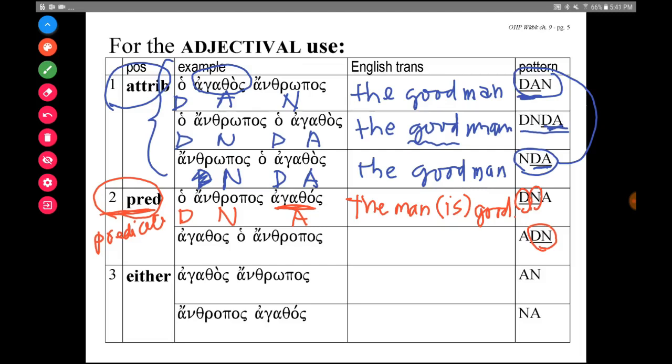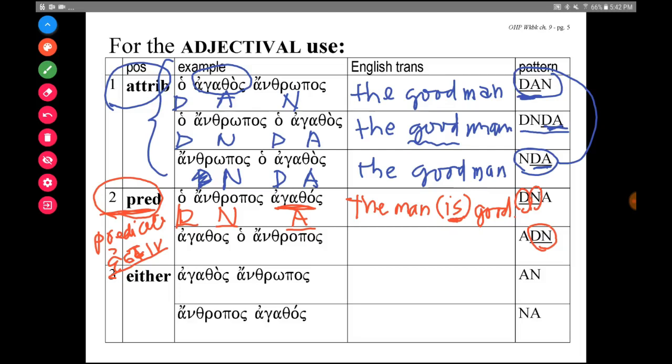Now, the word estin, I'm going to write it here, is understood. So this is the form of eimi, he, she, it is. I wrote is here in parentheses because it's inferred. It's understood to be used even though it's not written out. And so if you see a definite article, a noun, and an adjective sequenced, then you'll know that it's a predicate use of the adjective and the verb eimi, or in this case estin, is being inferred.